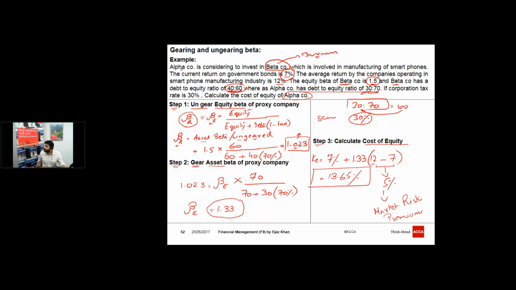Where can I ask a question from the teacher? You can ask in the same way where you have asked this question. You can write your question in the same chat box. Asset beta represents only business risk. Yes, Wahab. Uzair, yes, it shows the business risk only.